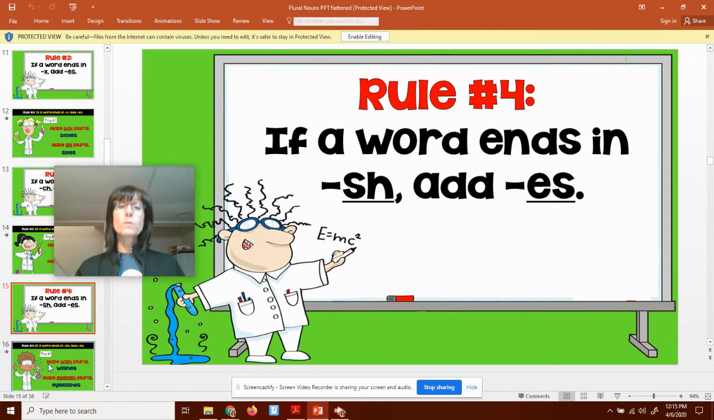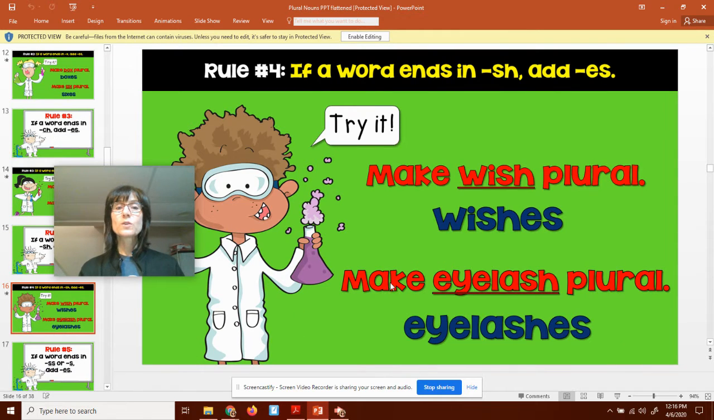The rule also applies to SH. So if I have an SH, just like the CH and the X, I'm going to add an ES to that word. So trying it, my wish becomes wishes, and my eyelash becomes my eyelashes, ES, because of that SH.